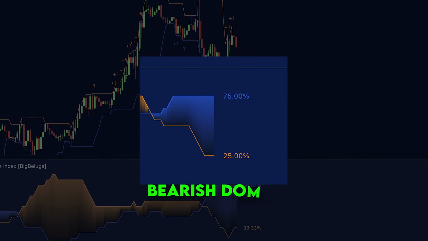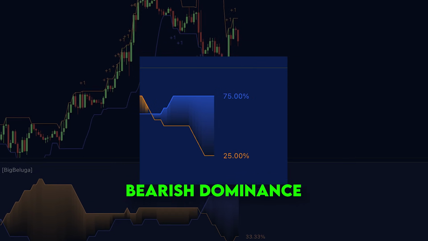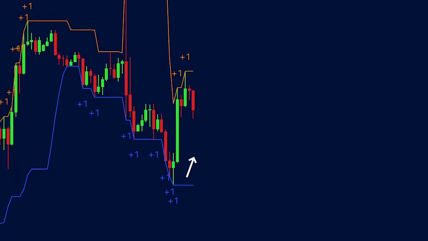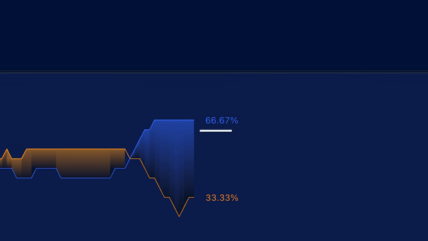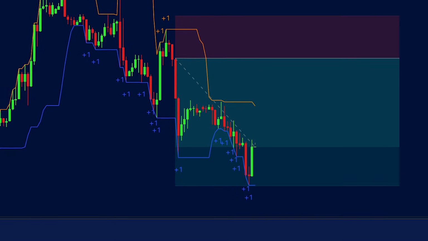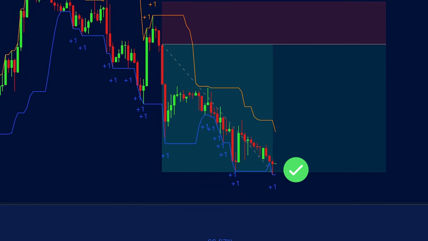Strategy 2 is bearish dominance trading, which works exactly the same but in reverse. When bear percentage exceeds 65% and stays there, wait for relief rallies to enter short. The key is that the percentage doesn't drop below 60% during the rally. This confirms selling pressure is still dominant. These trades often run hard because you're catching failed attempts to reverse a strong downtrend.